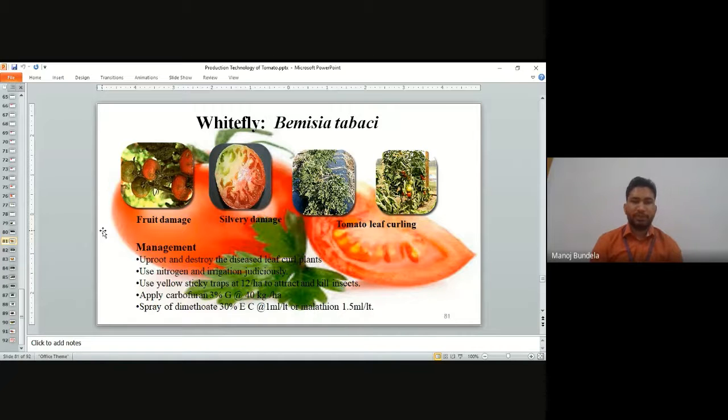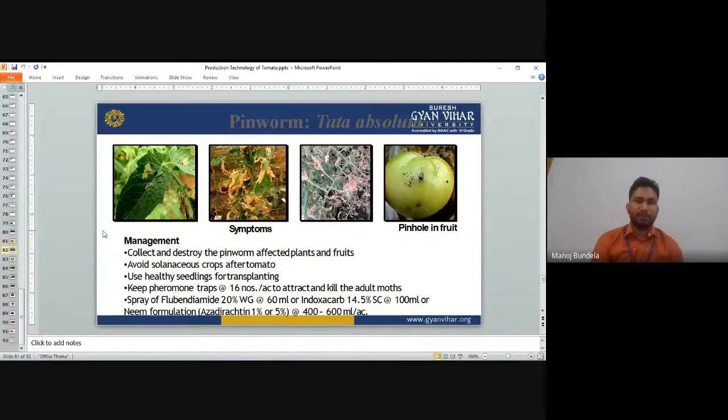Use nitrogen and irrigation judiciously. Use yellow sticky traps. We can use carbofuran 3G at 40 kg per hectare, or spray dimethoate 30 EC to control this. It will also spread viral disease, and for viral disease we do not have any control. We control it by uprooting and destroying the plant, or by controlling the insects.